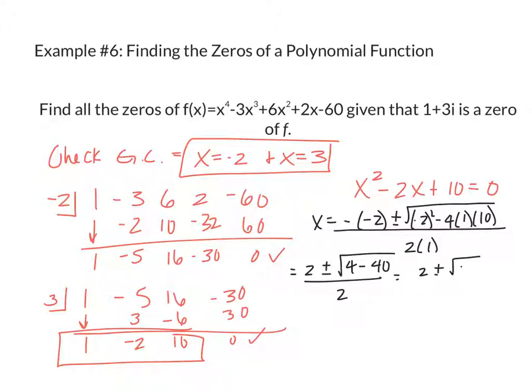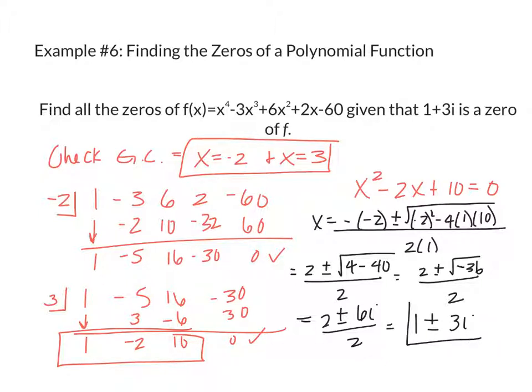Oh, it's not 31, it's 36. Sorry, let me go back. Okay, that's negative 36 over 2. That negative needs to come out of the radical, so it's going to be 2 plus or minus 6i over 2. And when you divide all that by 2, you get, as your final answers, 2 divided by 2 is 1, plus or minus 6i divided by 2 is 3i. So here are the final two. We already knew that one of the zeros was going to be 1 plus 3i, but we just also found out that the other is 1 minus 3i.